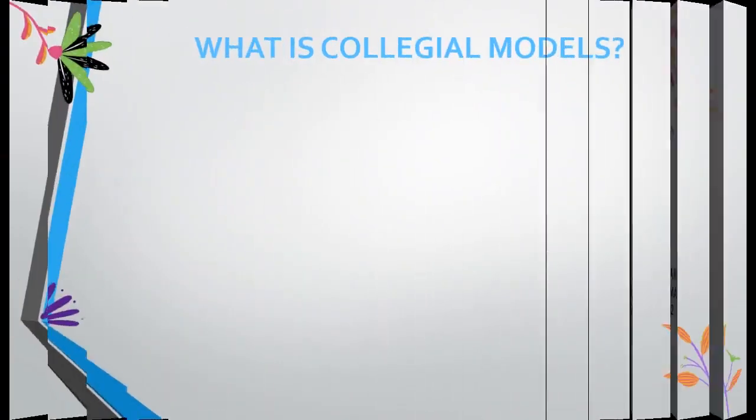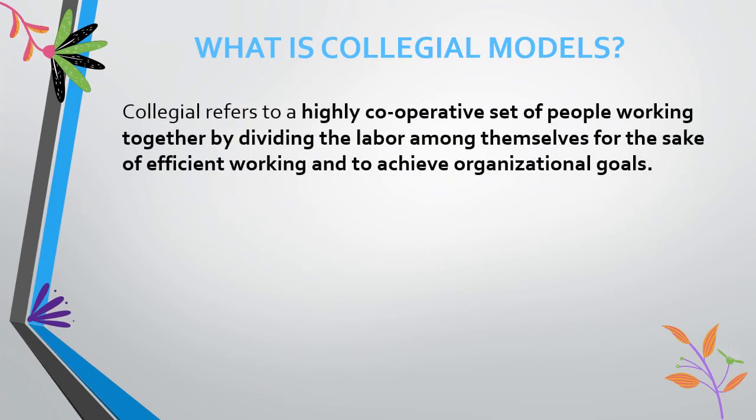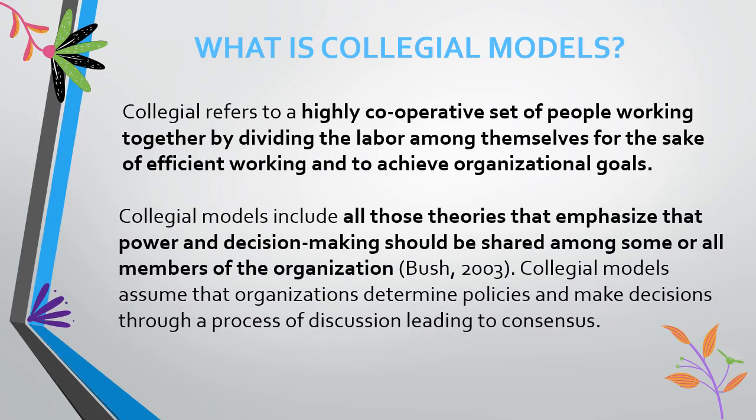What is collegial models? Collegial refers to a highly cooperative set of people working together by dividing the labor among themselves for the sake of efficient working and to achieve organizational goals. Collegial models include all those theories that emphasize that power and decision making should be shared among some or all members of the organization. Collegial models assume that organizations determine policies and make decisions through a process of discussion leading to consensus.